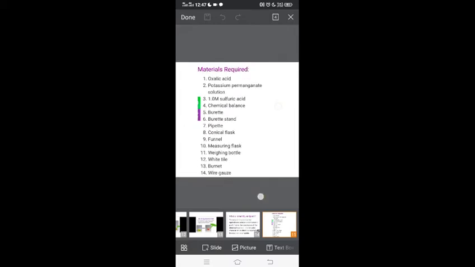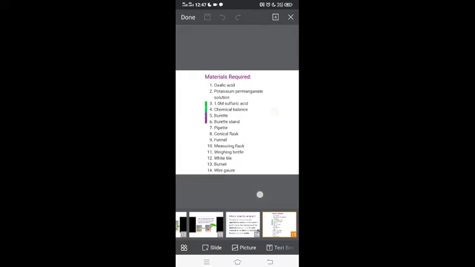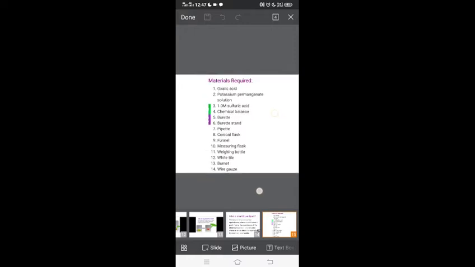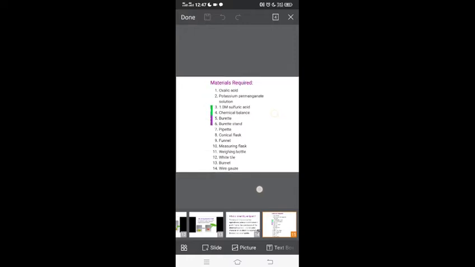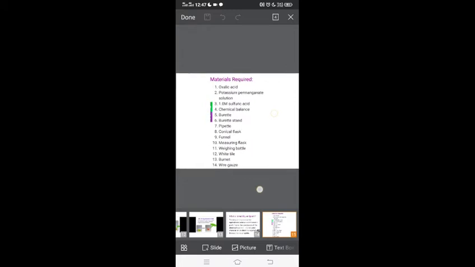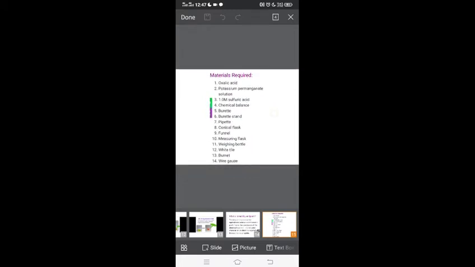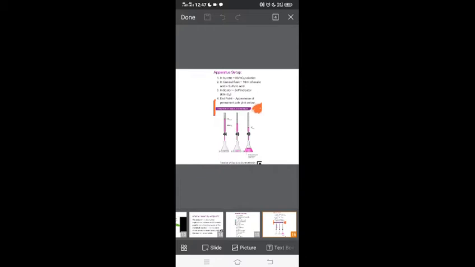Then we have burette stand, pipette, conical flask, funnel, measuring flask, weighing bottle, white tile. Okay, then we have a burner and then we have a wire gauze. So these are all the materials which will be required during the titration. So I am giving you just one example. Say we are doing a redox titration, which is the titration between oxalic acid and KMnO4.